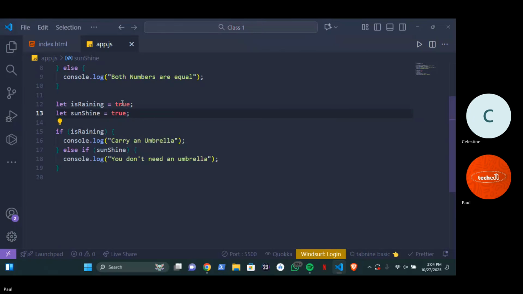Who else? Okay. What about you? Both of them. Nothing, both. Both or nothing, or you have something else. Nothing, it's not going to print out anything. Say it now. It's going to print out what?